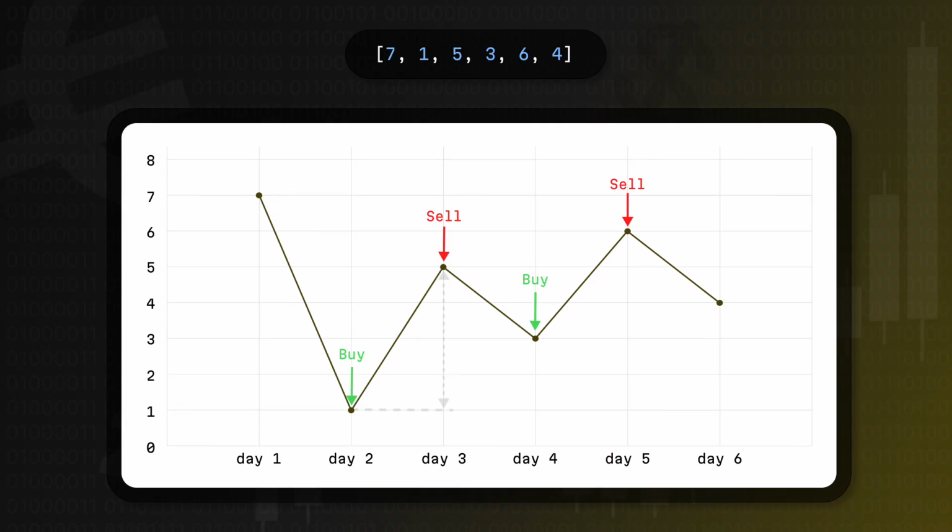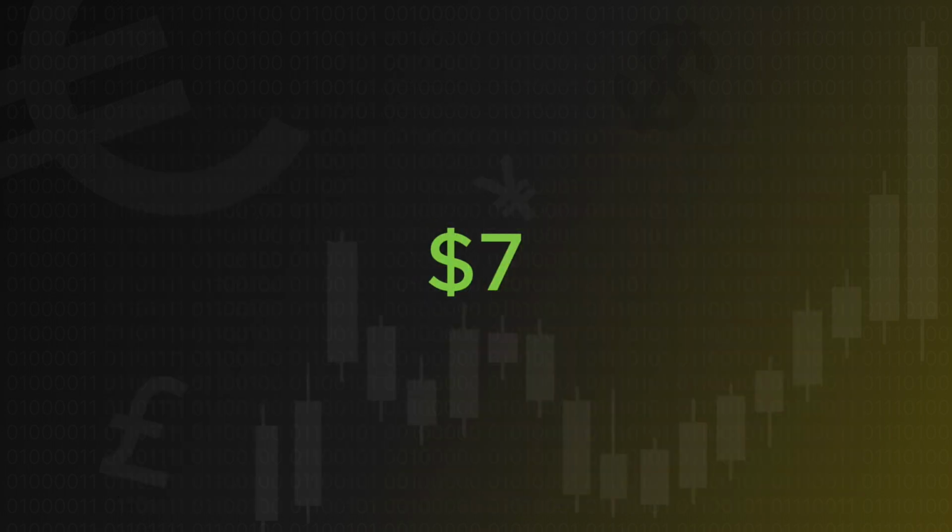So if we buy on day 2 for $1 and sell on day 3 for $5, we earn $4. Then we buy again on day 4 for $3 and sell on day 5 for $6. Then another 3. Altogether, the maximum profit we can make is $7.